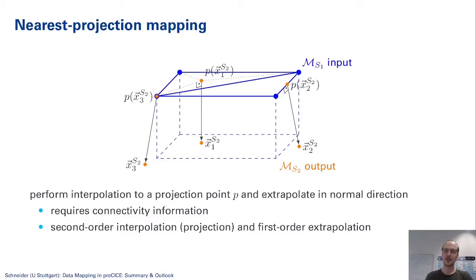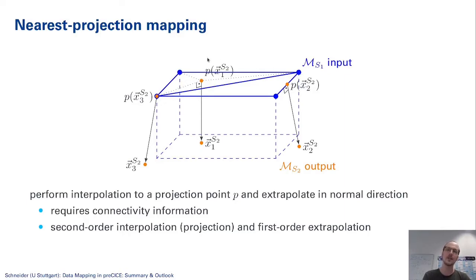A more advanced option is given by the so-called nearest projection mapping. The nearest projection mapping is essentially a two-step procedure where we first compute an interpolation to a projection node, and afterwards we perform an extrapolation in normal direction to the desired location on our output mesh. The first step, the interpolation, requires additional connectivity information from the user to preCICE. So we would need to tell preCICE which vertices are actually located next to which other vertices.